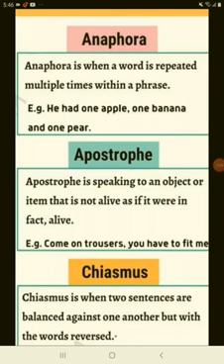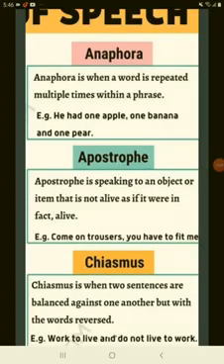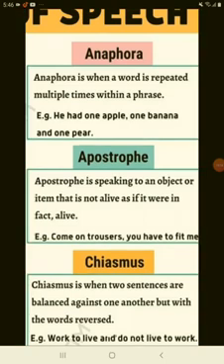Now, let's look at an apostrophe. Apostrophe here is speaking to a subject or item that is not alive as if it were in fact alive. So now you're talking to something. For example, you talk to your car. You tell your car, chalo, chalo, it will be driven, but we're talking to it as if it's a living object. So here the example says, come on trousers, you have to fit me.